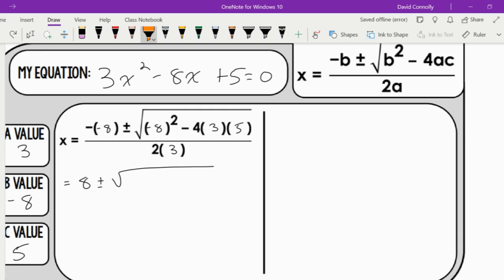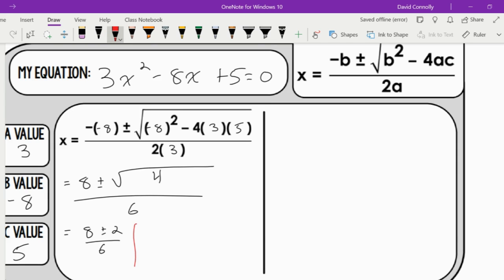So what I get in this case is 4, then over 6. All right, now this one's pretty easy. We don't really need much scratch work. I know the square root of 4 is 2. So I'm just going to write 8 plus or minus 2 over 6.